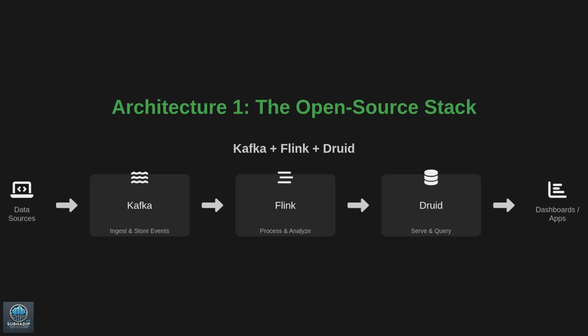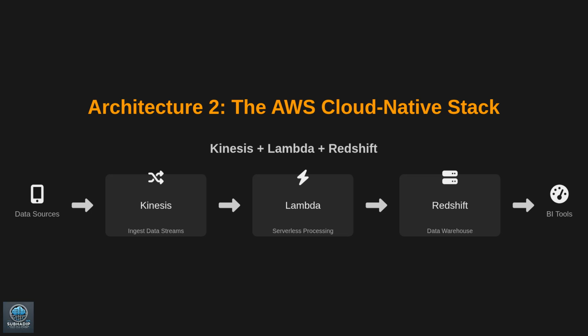First, the popular open-source trio, Kafka, Flink, and Druid. Data from sources like applications or sensors flows into Apache Kafka, which acts as a distributed event log. Apache Flink then consumes this data in real time to perform complex processing and analytics. Finally, the results are stored in Apache Druid, a high-performance database optimized for fast queries, which then powers dashboards and applications.